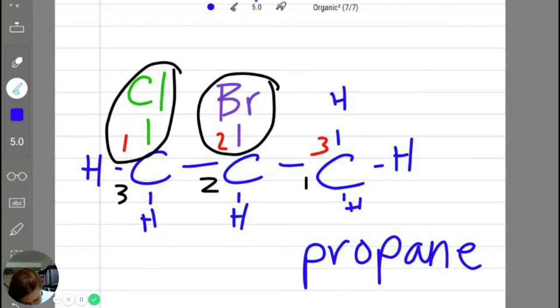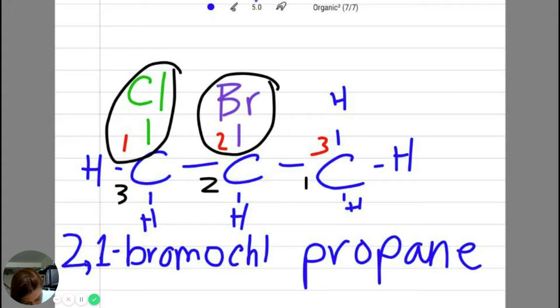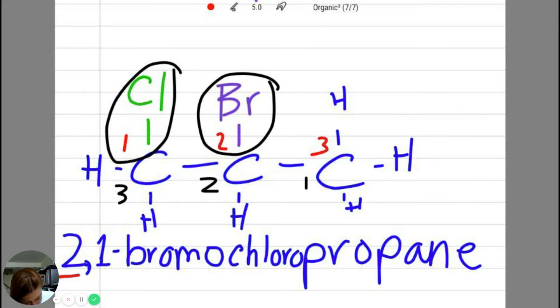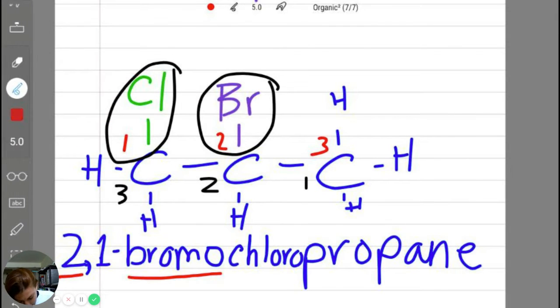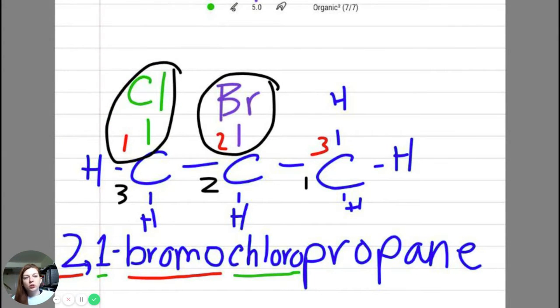So this is 2-bromo. We're going to put a comma. I'm going to put a 1. We have to put a comma because otherwise it may look like 21, and we don't want it to look like that. So we have 2,1-bromochloropropane. And just like before, the first number applies to the first dangle, and the second number applies to the second dangle. So that is what this could look like.